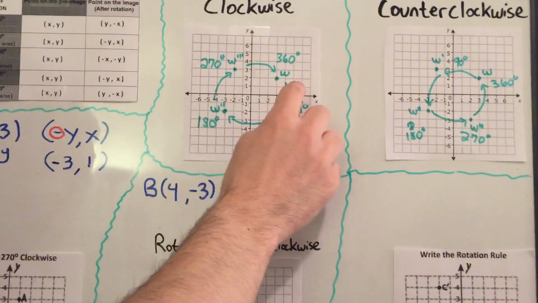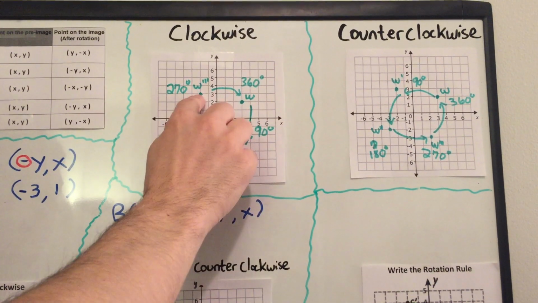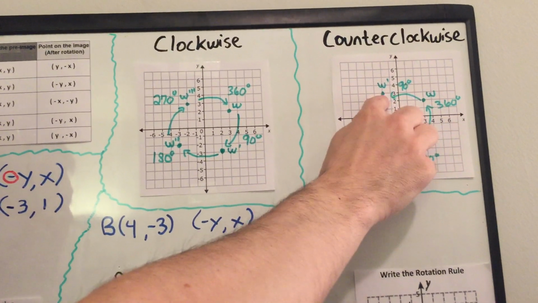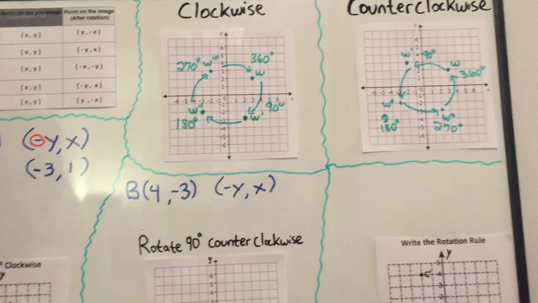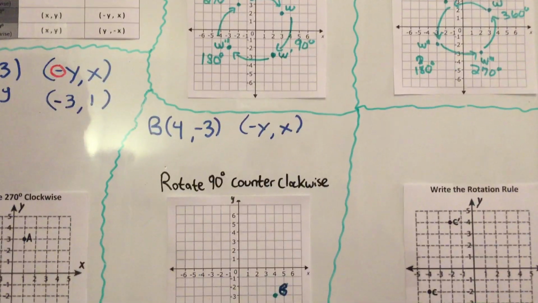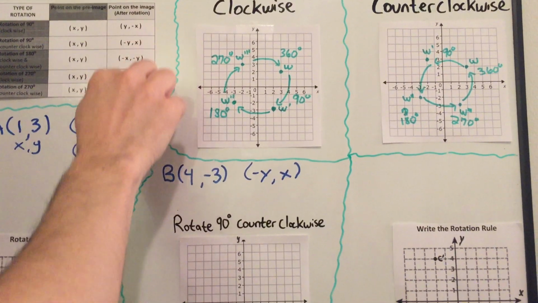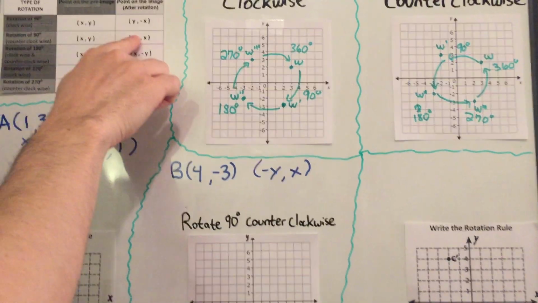For example, right here, this W went clockwise 270 degrees. But look what happens when we bring W 90 degrees. They land in the same spot. So that's why those formulas happen to be the same. So don't just assume as you look here, all the formulas are different depending on where you're moving. So just go straight to here and find out what you need to use.